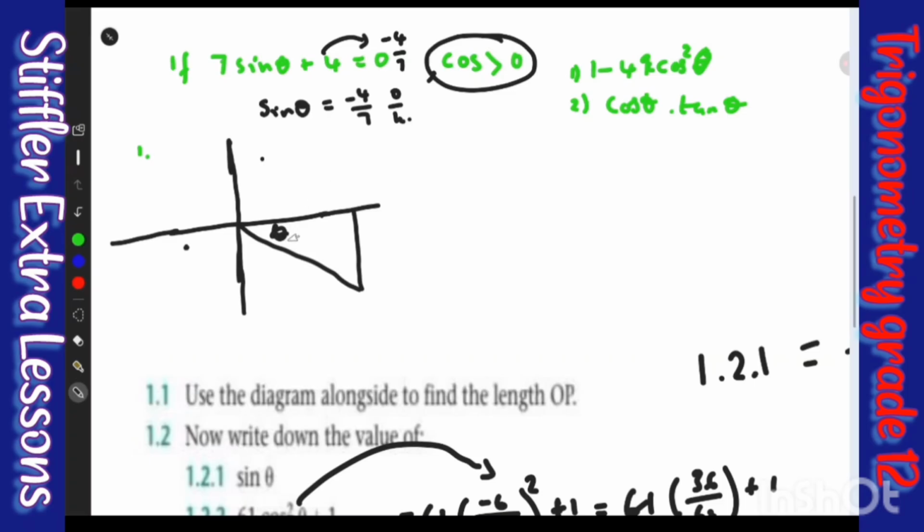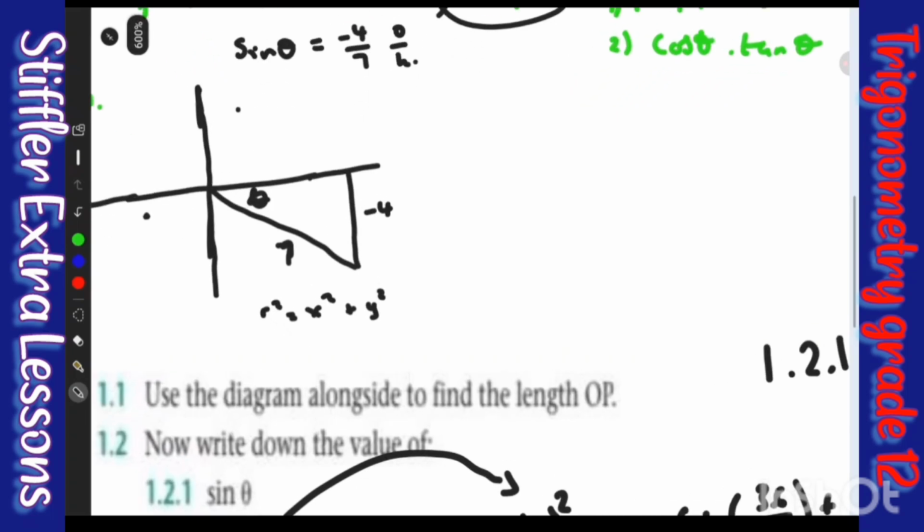And then sine of theta, we said it is opposite over hypotenuse. So this becomes negative 4 over 7. So now what's left is to find the value of x, using the theorem of Pythagoras. Like I said, the theorem of Pythagoras is very, very important. So we can say our r squared is equal to x squared plus y squared. Our r is 7, so this becomes 7 squared equals x squared plus negative 4 squared.